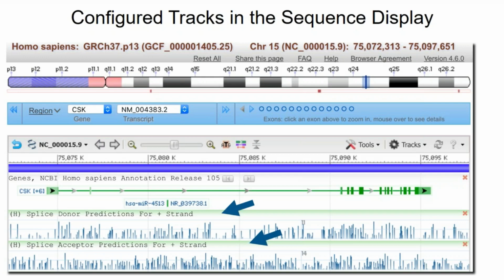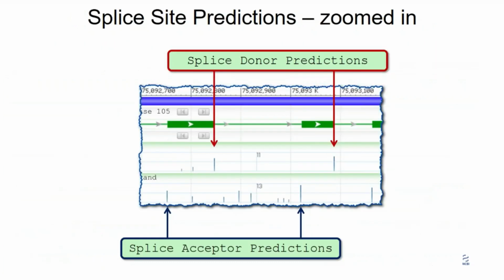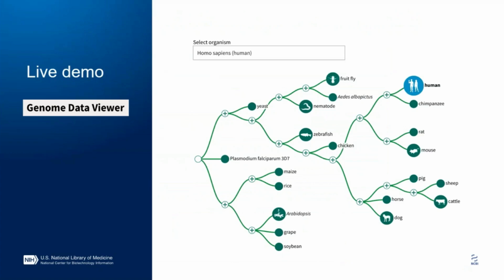But it loads 2 tracks at the bottom, the 2 that I had requested. And I have zoomed in here to a particular gene. If we wanted to look at that in more detail, we could zoom in even farther. And so we see here that the splice donor predictions are lining up with one end of an exon and the splice acceptor predictions with the other. So that looks good. That's all I had to do for the slides.